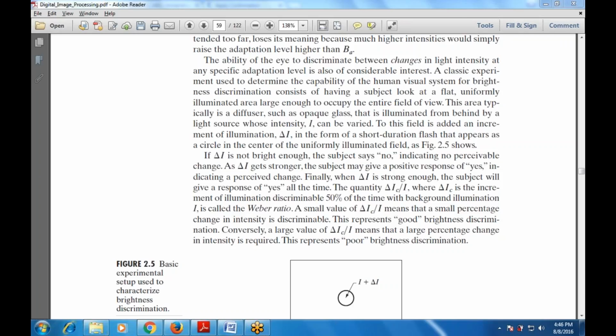When we talk about the increment discriminable 50% of the time with background illumination, that is known as the Weber ratio, represented by delta I_c divided by I. A small value of delta I_c divided by I means that a small percentage change in intensity is discriminable, and this represents good brightness discrimination. A large value of delta I_c divided by I means that a large percentage change in intensity is required. This represents poor brightness discrimination.